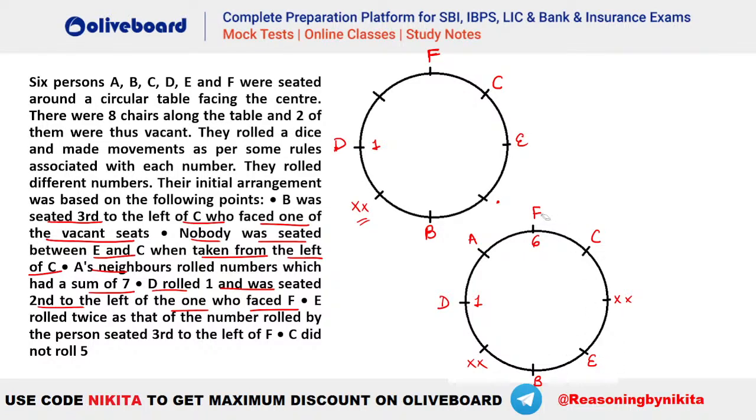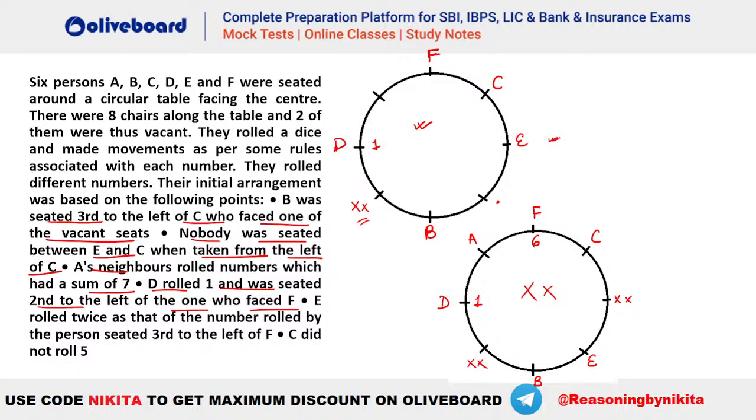Because E should be rolling twice of the person who is third to the left of F. That is your E himself. So E should be rolling twice of himself, which is not a possibility. So that means the second case is now invalid. So this case becomes invalid here. This will be the valid case here.